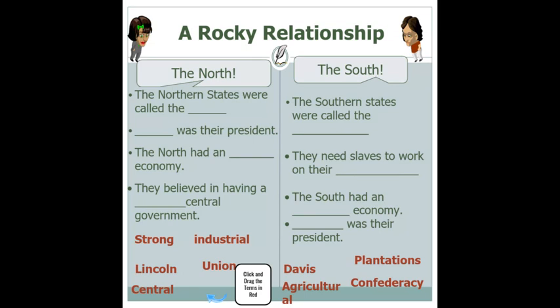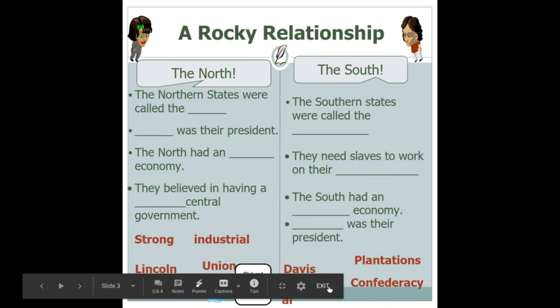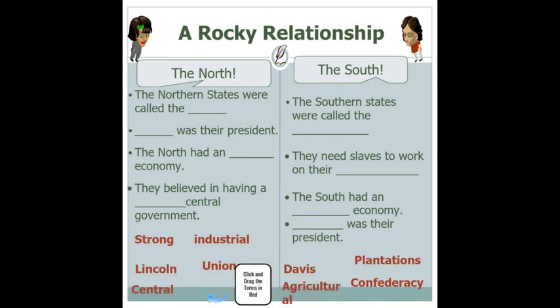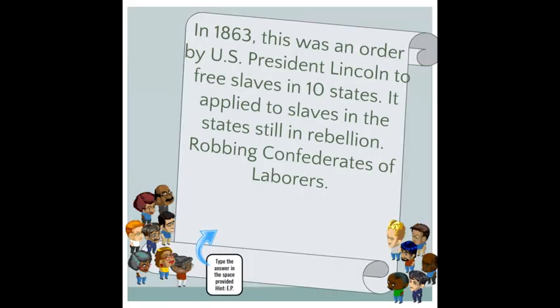The South had an agricultural economy. So you would grab the agricultural, obviously I'm in present mode, so it's not going to go over, and you click and drag it to there. And Jefferson Davis was their president.